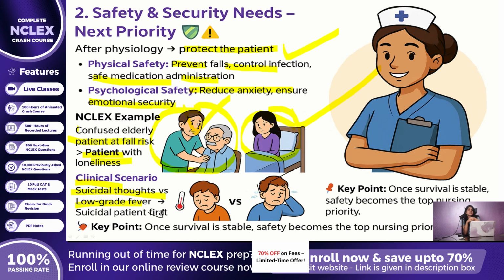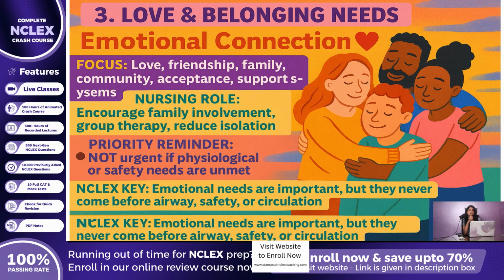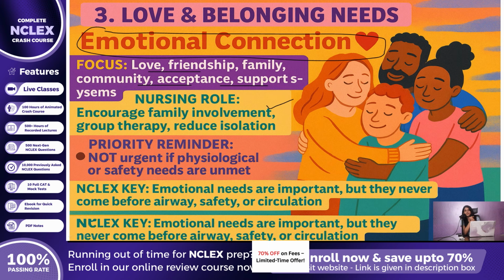The third level is love and belonging needs. The third level focuses on emotional connection. Love, friendship, belonging, family, and community. As humans, we need acceptance and support systems. In nursing, this can mean encouraging family involvement, supporting group therapy, or reducing feelings of isolation. But on NCLEX, remember, love and belonging are never urgent if physiological or safety needs are compromised. For example, answering a patient's call light to relieve dyspnea comes before arranging a family phone call.